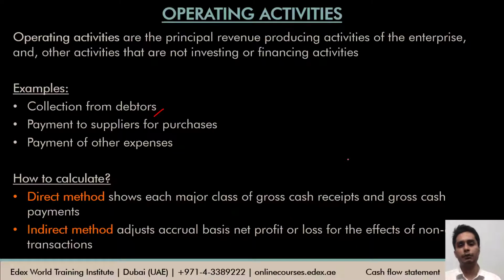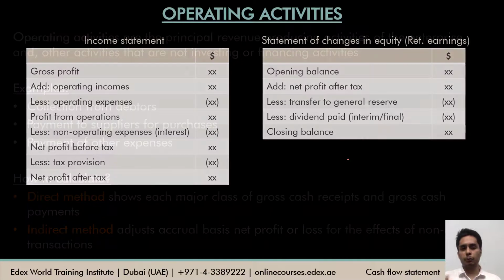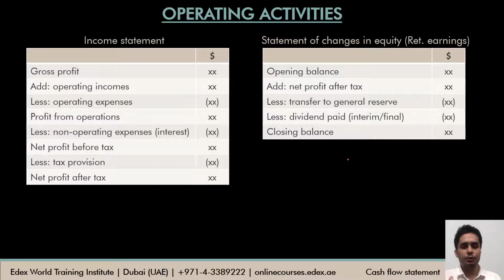To calculate cash flow from operating activities under the indirect method, we start with our profit from operations and make certain adjustments to arrive at the cash flow from operating activities. So in the next few slides, I will show you the format that is used to calculate cash flow from operating activities using the indirect method. But before going to the format, I would like to discuss with you the general format of the income statement and statement of changes in equity.